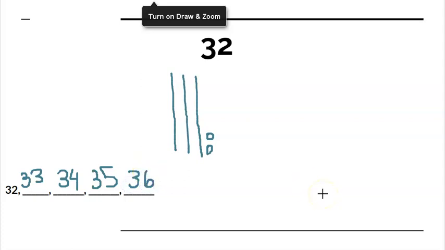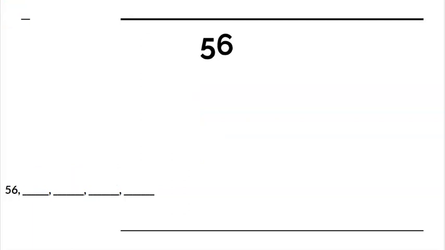Beautiful. So now I was able to identify my number. I was able to draw it or represent it with quick tens. And then I could count on from 32. We're going to do another one together. Okay, we're at my next practice problem. Now we know my step number 1 is to identify my number. So look at my number and think in your head, what could this number be? This is the number 56.